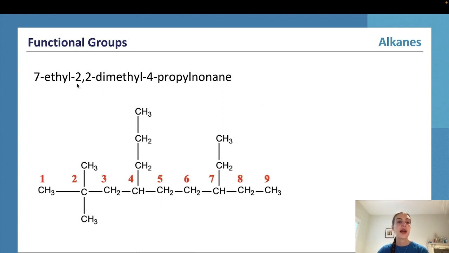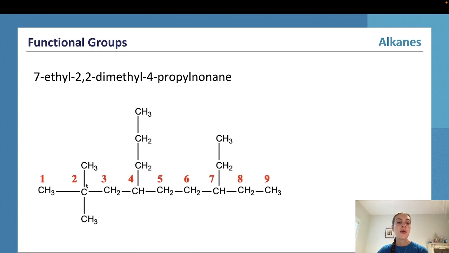Next, we can see we've got a 2,2-dimethyl group. So it's saying that on the 2nd carbon, we've got 2 methyl groups. So 1, 2, we've got a methyl group on this side and a methyl group on this side. And so it's important to note that this is not considered an ethyl group, because although they're on the same carbon, they're on opposite sides.